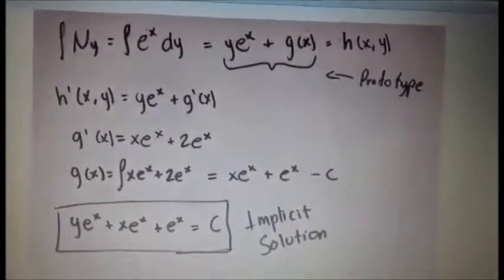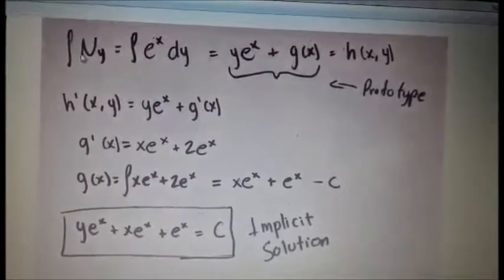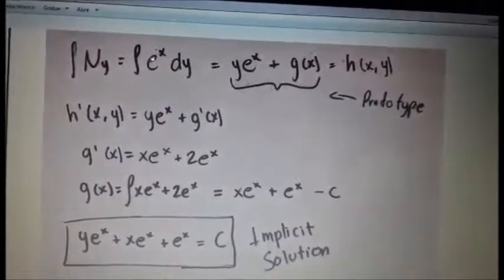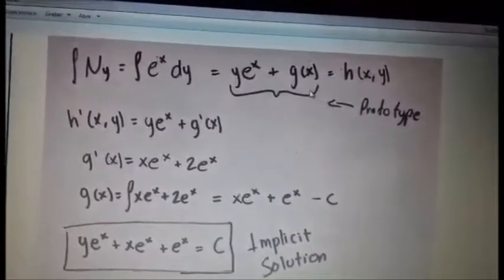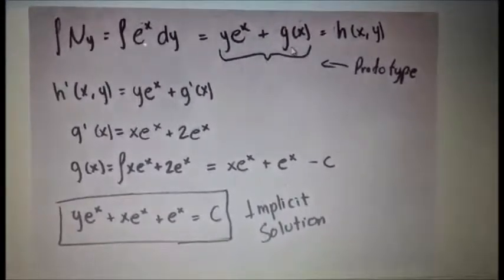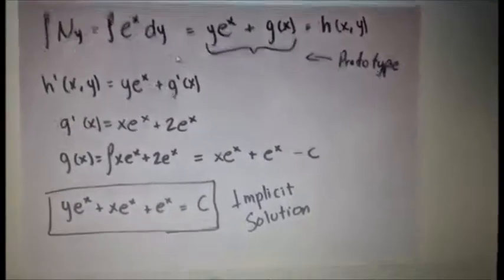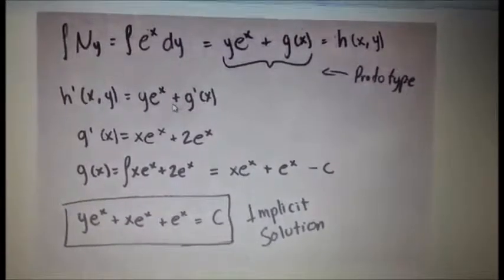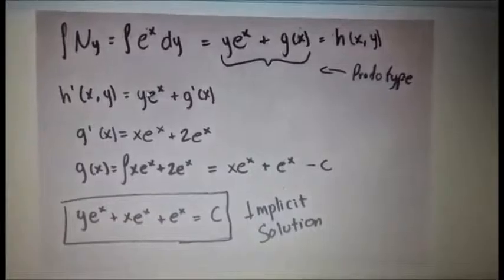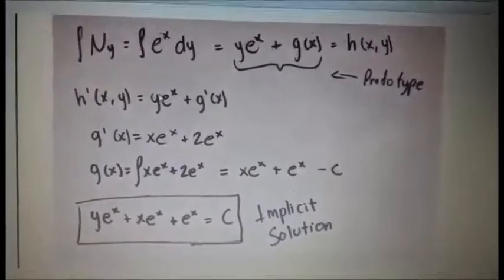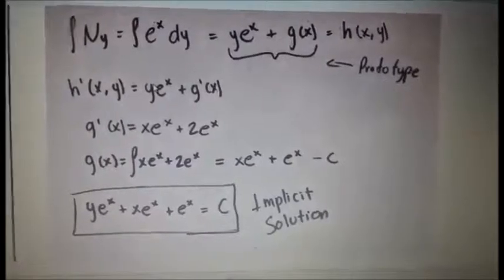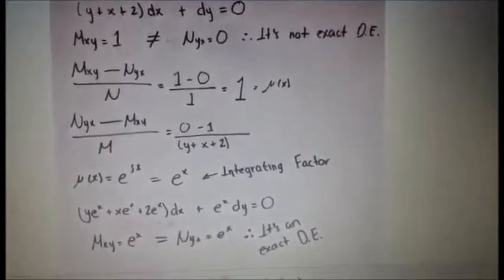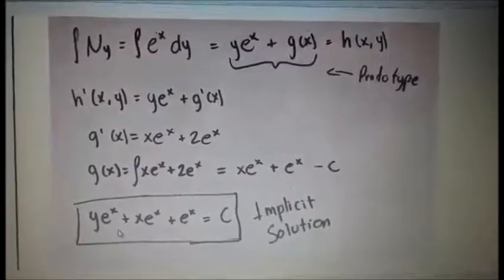The next step is to integrate a term, and we are going to integrate N. So we integrate and we find that is our new prototype, but we have g of x, so we derive the prototype in terms of x in order to find our g prime. Then we compare our derivative prototype to the original differential equation in terms of M, and we are missing these two terms, so this becomes our g prime.